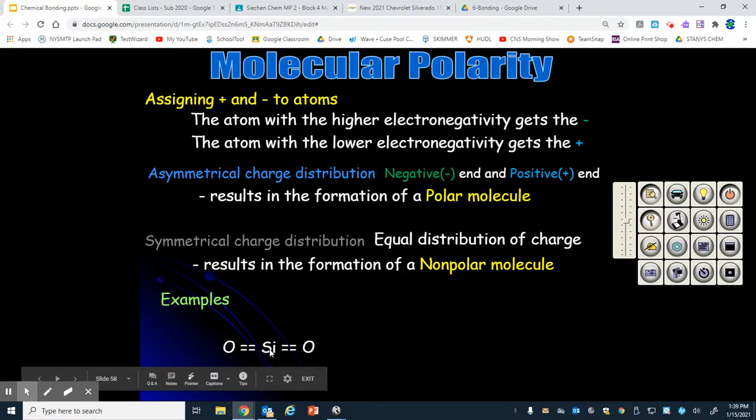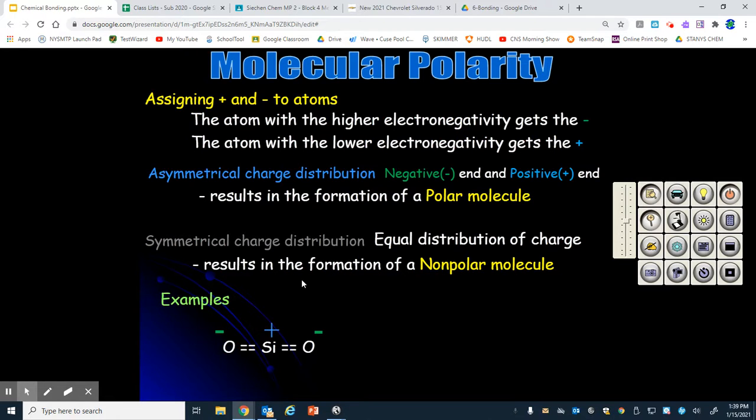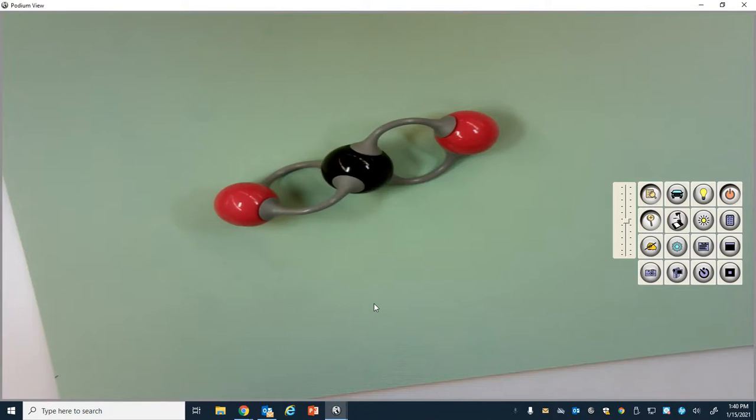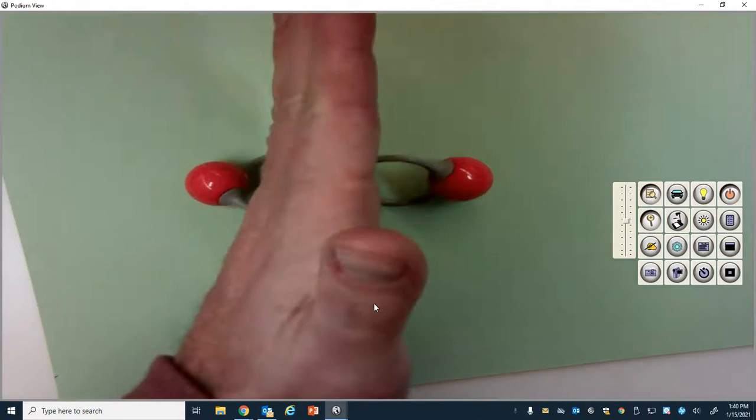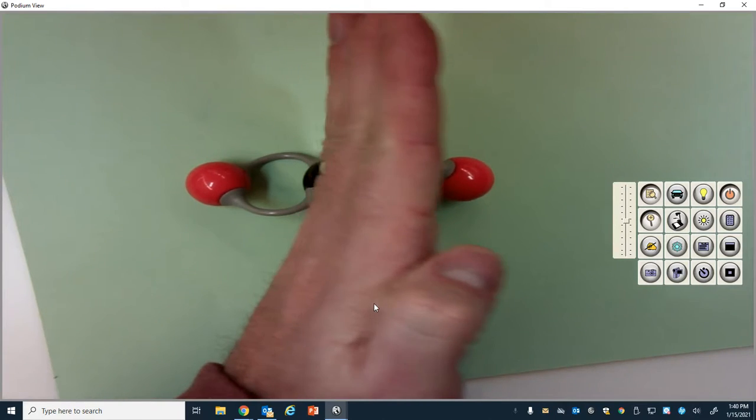This bond between silicon and oxygen is polar, which means the electronegativity difference is greater than 0.4. The oxygen is more electronegative than the silicon, so the oxygen is going to be negative and the silicon is going to be positive. But the silicon and the oxygens here form a nonpolar molecule. Looking here, it's symmetrical this way, so it looks the same on both sides.